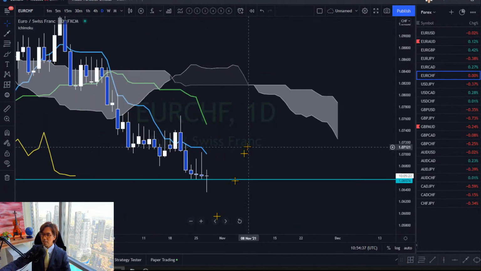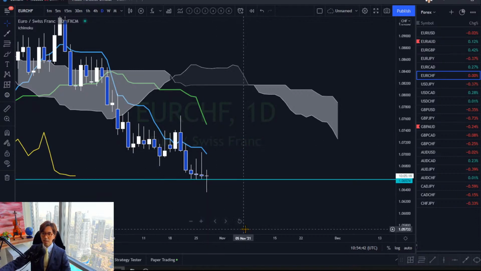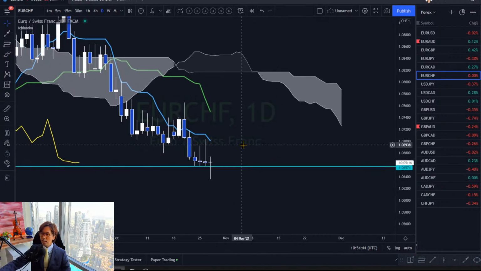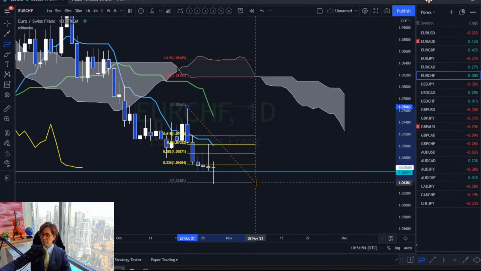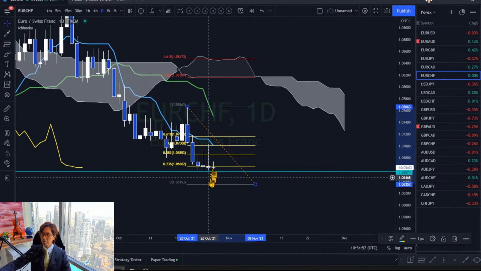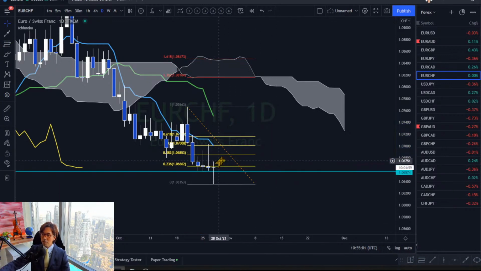But I can still see that the sellers are more dominant than buyers, and I expect the market to go down this way. So in that situation, I can already draw the Fibonacci level from the top on the 20th of October all the way down this way, here on the tip of the wick for today, and see if the market bounces at one of these levels, 38.2%, 50%, or 61.8%.